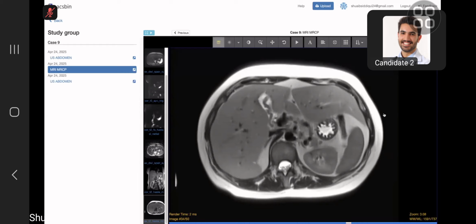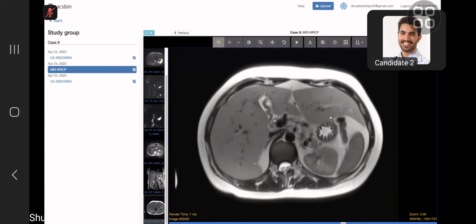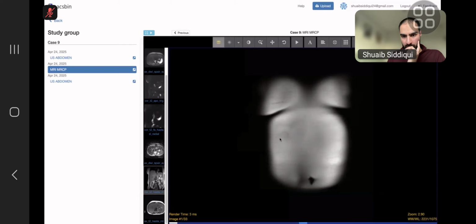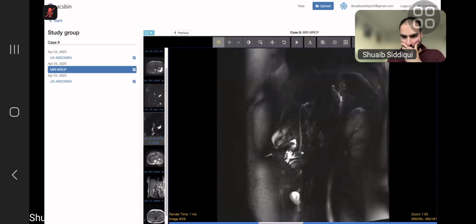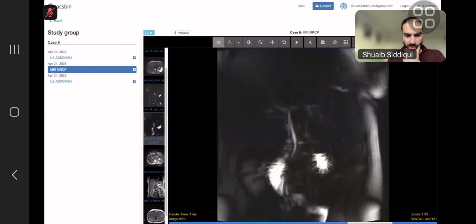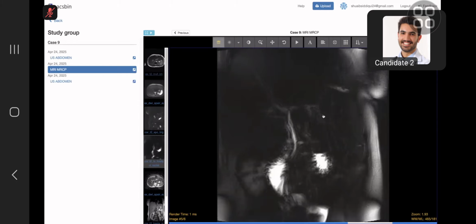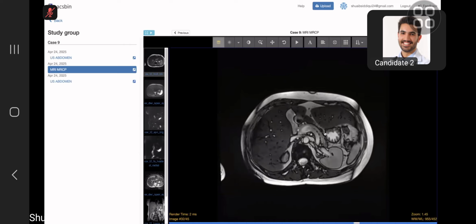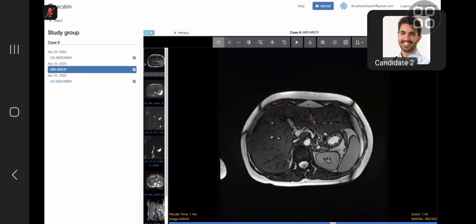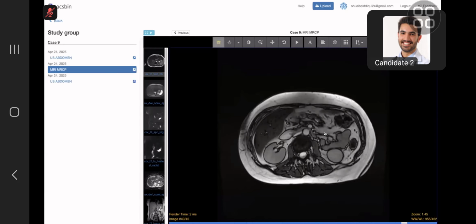Is there any heavy T2 sequence? Good question. Let's see what we have. This is just another HASTE, with thick slices. That's all we have, just a normal T2 HASTE. I want to make sure that there are no filling defects within the biliary tree. So the biliary tree is unremarkable, both intra- and extrahepatic.